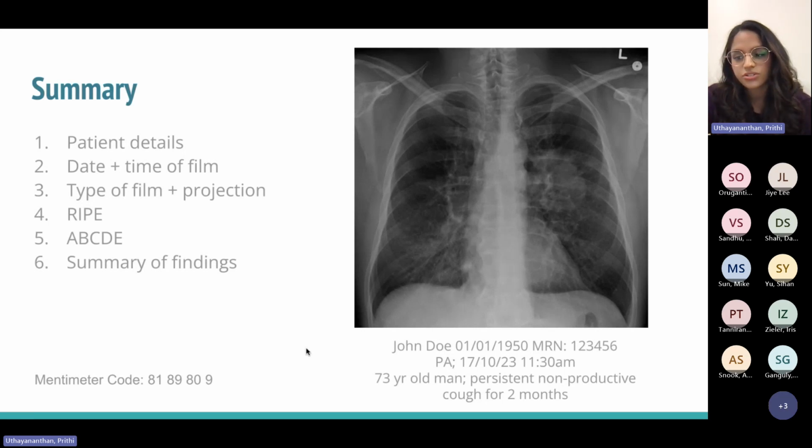So this is a chest X-ray of John Doe, date of birth 1st of the 1st, 1950, MRN 123456, taken on the 17th of October 2023 at 11:30 a.m. It's a PA film with minimal rotation because the clavicles are equidistant from the spinous process. Adequate inspiration because we can see at least 6 ribs. The penetration and exposure is also fine because we can see the clavicles and we can clearly see the diaphragm.